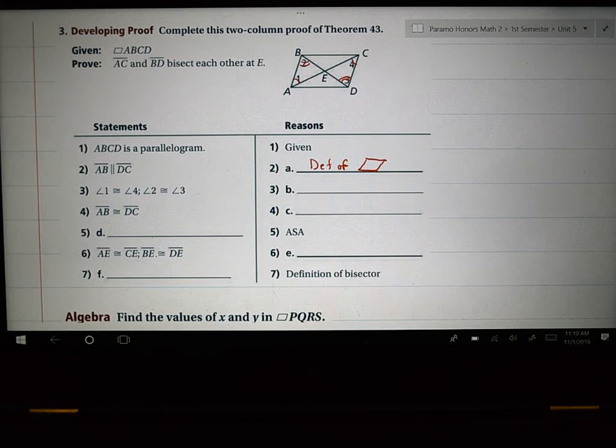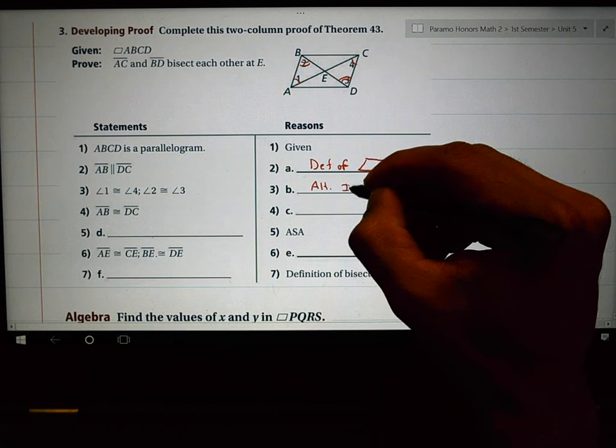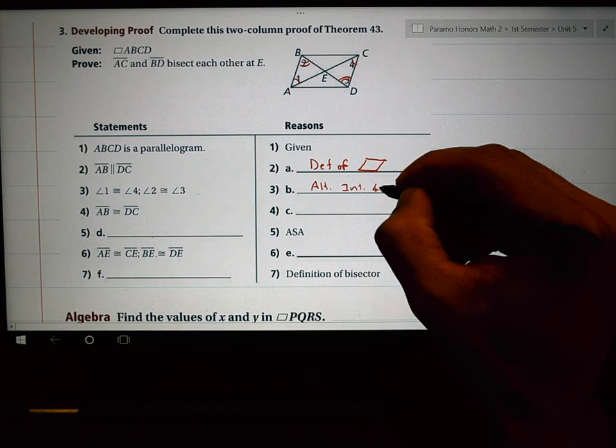There's a name for those angles. Is it coming to your head? Do you know what those type of angles are called? If you know it, say it out loud. Alternate interior angles.